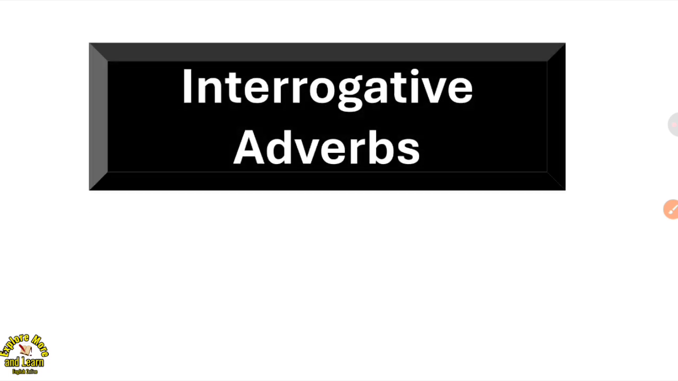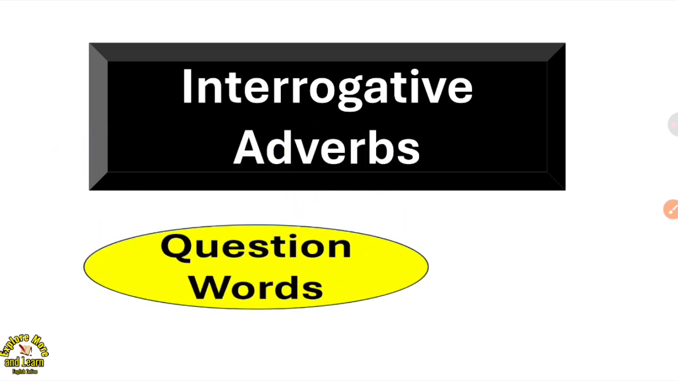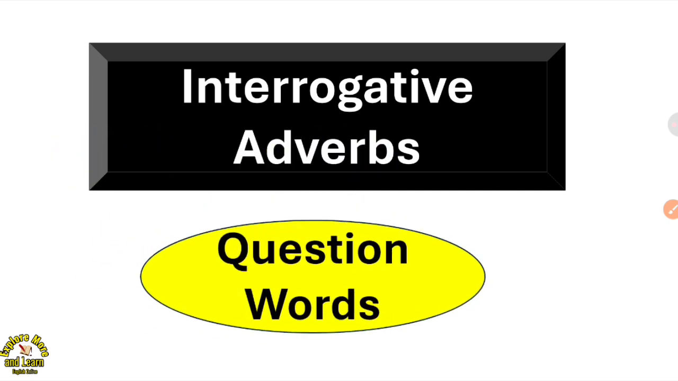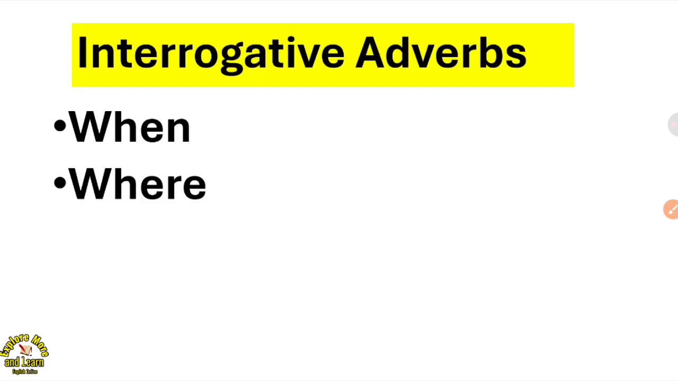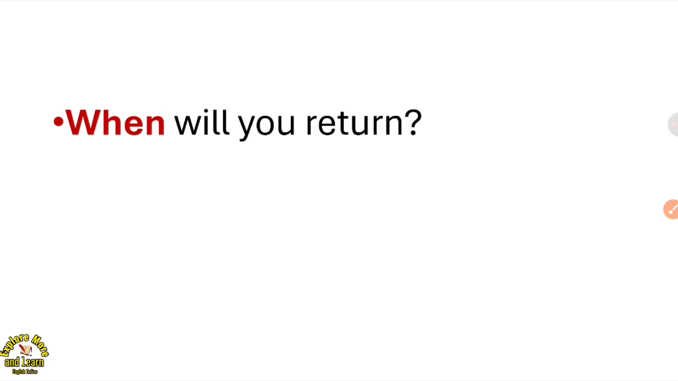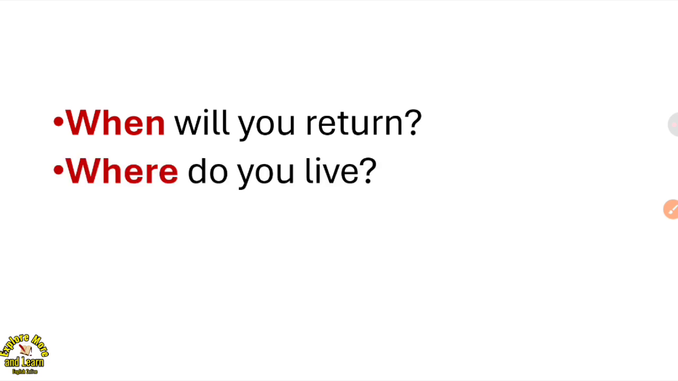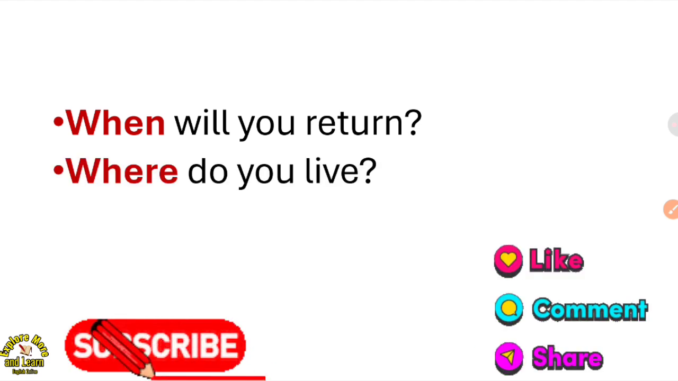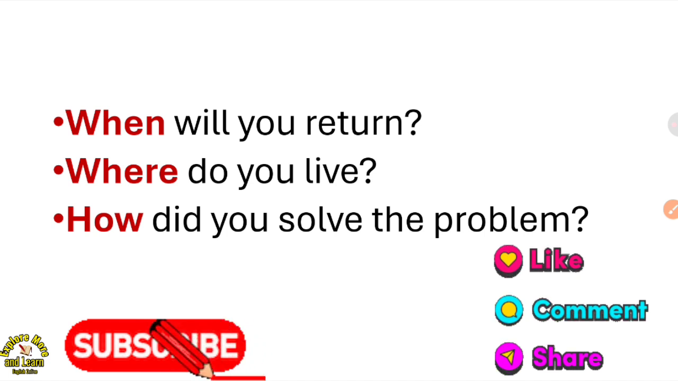Now interrogative adverbs. So here it's very simple. You will get the question words. Okay. So question words will be there. You will underline them and you will identify them as interrogative adverbs. For example, when, where, why, how. Okay. So in this way you will get these words in a sentence and you underline them. For example, when will you return? So what is an adverb here? When. And this is adverb of interrogation or interrogative adverb. Where do you live? So where is an adverb. How did you solve the problem? So how is an adverb.